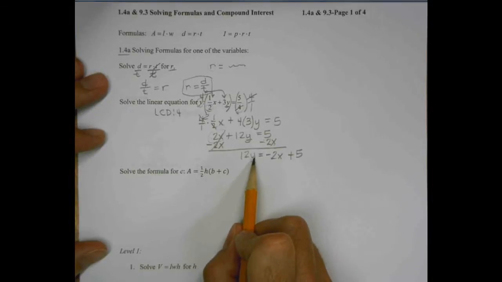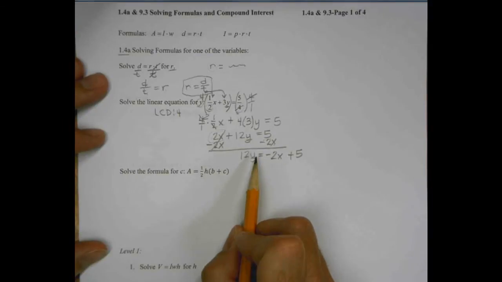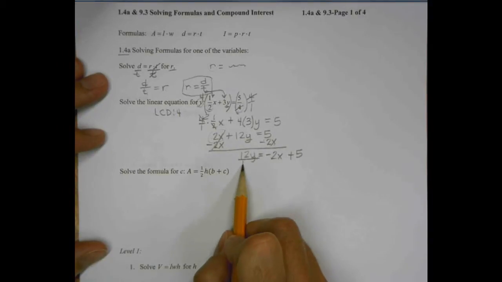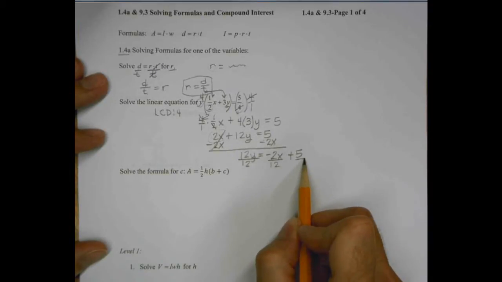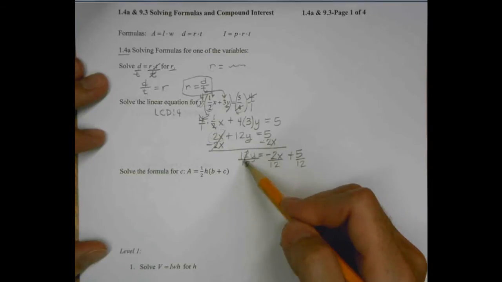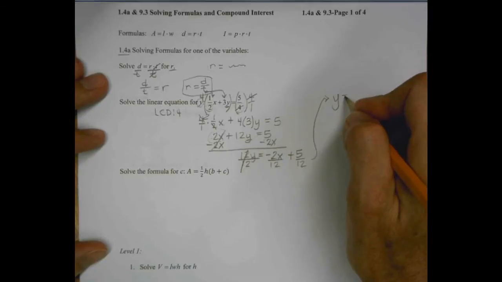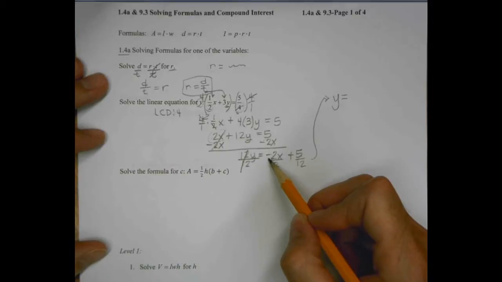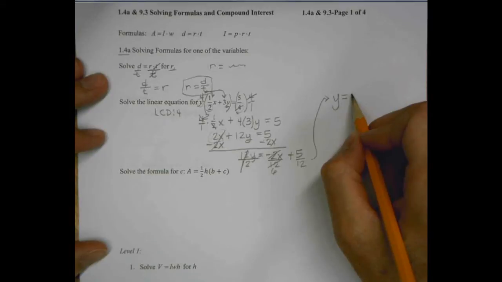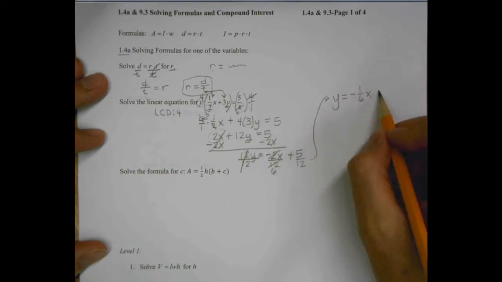Then I want to get the y by itself still, and 12, when it's smashed up next to something, means it's being multiplied. So I'll go ahead and divide by 12. That's the opposite operation, and I'll have to do that on every term. The 12's reduced to 1, of course, and I have, if I come up here to write y equals, negative 2 divided by 12. Well, it doesn't come out to a whole number, but it does reduce. Divide by 2 top and bottom, and I have negative 1/6 x, and the 5/12 is not going to reduce at all, is it?